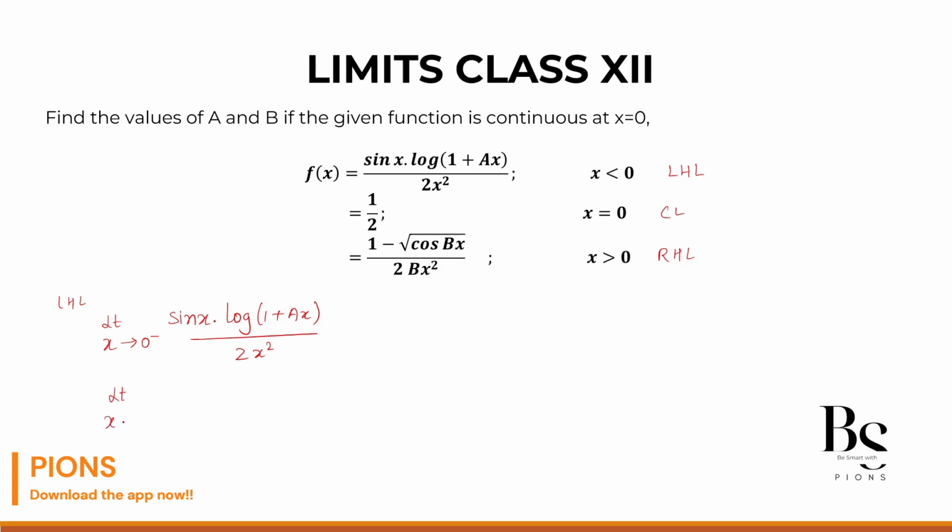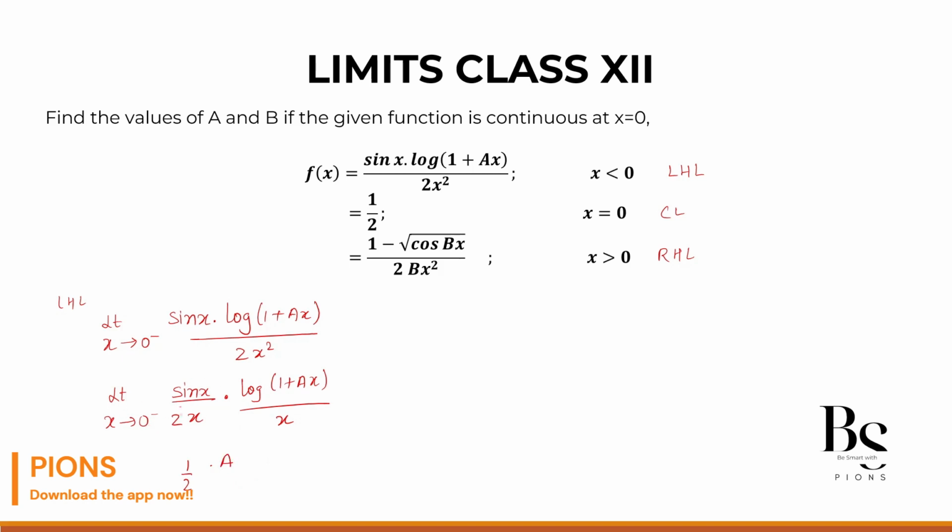Now, let's simplify it. We can write this function as limit x tending to 0 negative, sin x upon 2 times x, into log of 1 plus ax upon x. I have split this x square as x into x. We can multiply them, right? So I took one of the x below the sin, another below the log. Now we know that sin x upon x is how much? 1. So we are left with half here, and log 1 plus kx upon x is k. So k here is a.